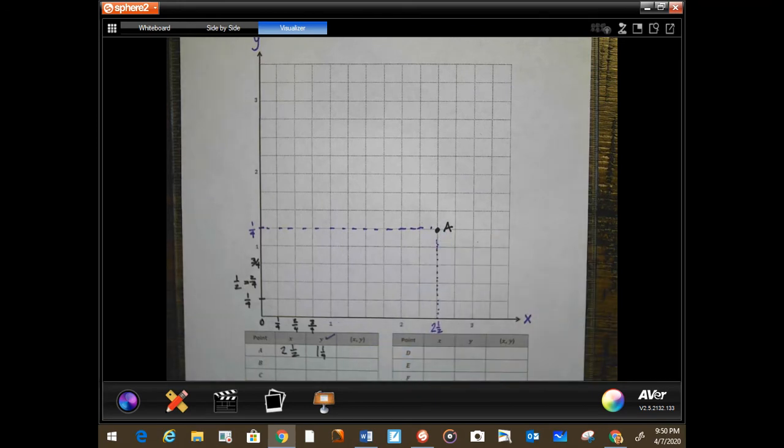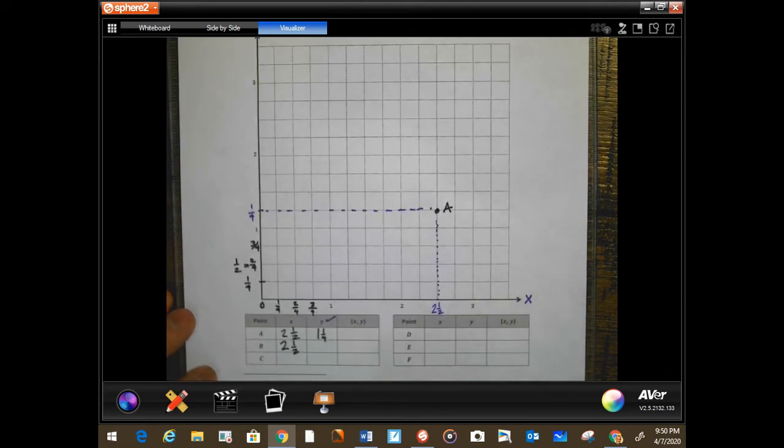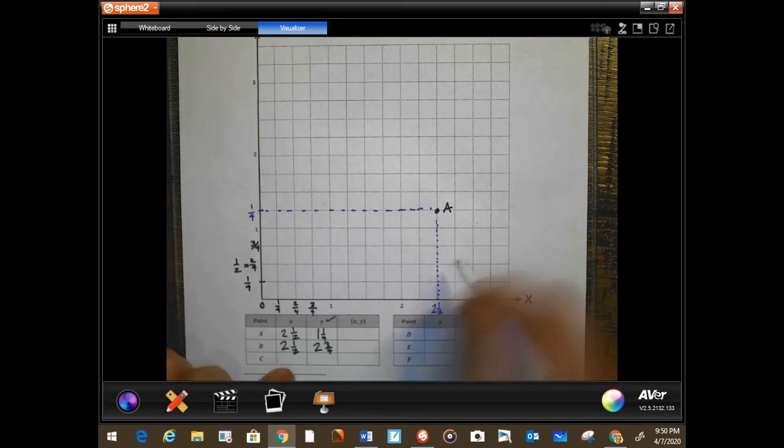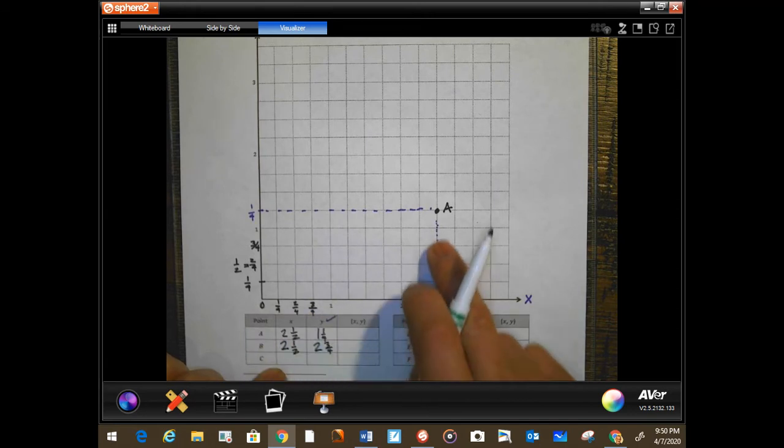Okay, so what if our next point, B, has the same x coordinate, and y is different? Y is 2 and 3/4. Let's plot that second one and start again. They both have the same value on x, so all we have to worry about is y. We already ran 2 and 1/2. Now we're going to jump to 2 and 3/4.